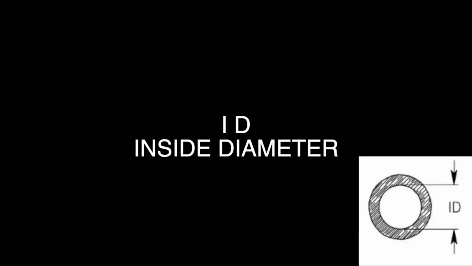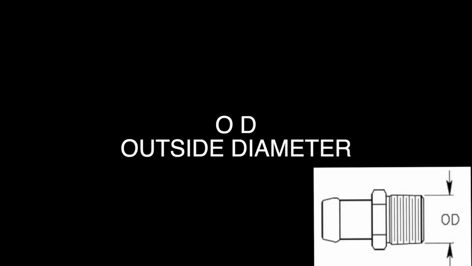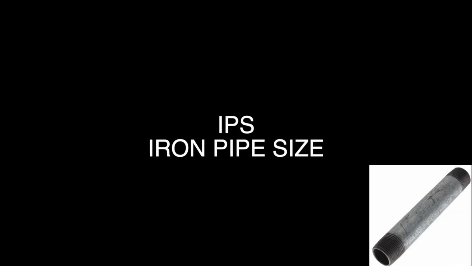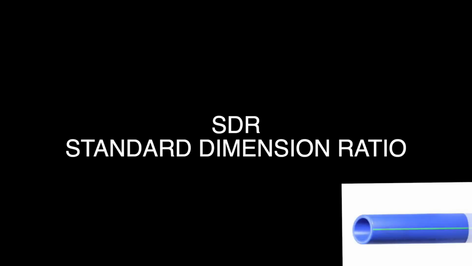ID, meaning inside diameter. OD, meaning outside diameter. IPS, iron pipe size. CTS, copper tube size. Schedule, in reference to the wall thickness. SDR, standard dimension ratio, also referring to the wall thickness.